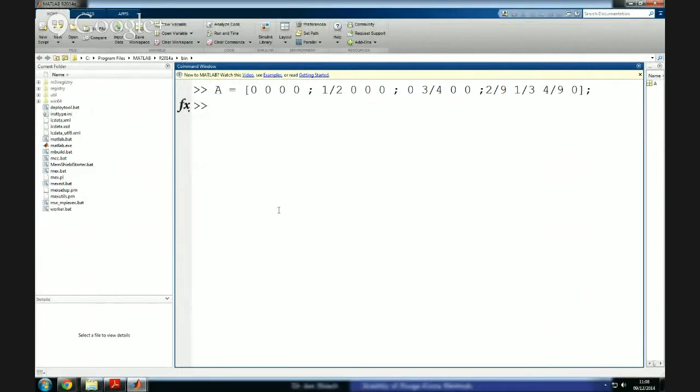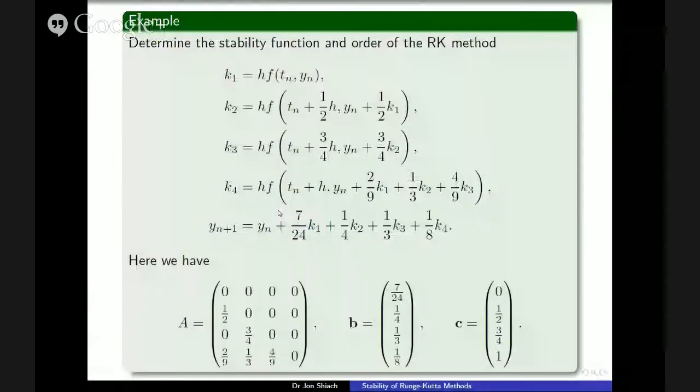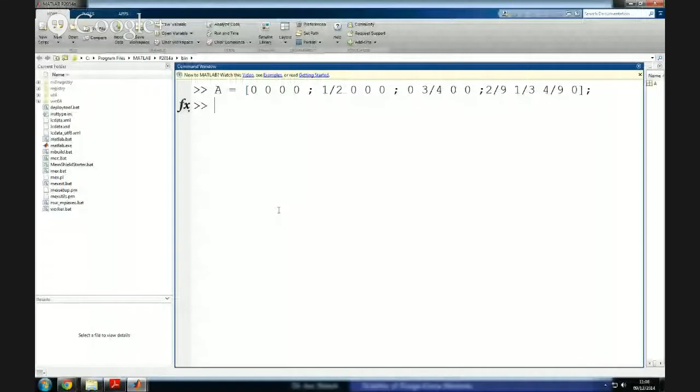I haven't started a new script. Essentially, this is kind of like a notepad, a scratch pad for the calculations. Oh, I don't make it easy, do I? B is 7/24, 1/4, 1/3, and 1/8. That's a column vector, so I'm just transposing that vector there.